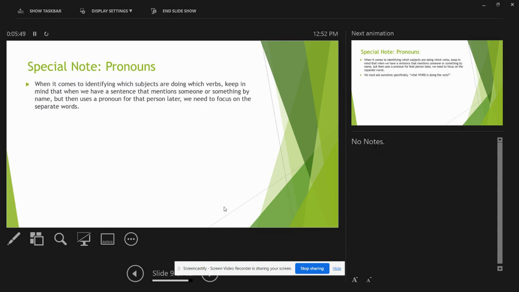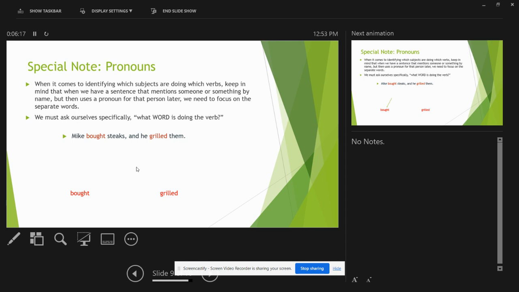When it comes to identifying which subjects are doing which verbs, keep in mind that when we have a sentence that mentions someone or something by name, but then uses a pronoun for that person later, we need to focus on the separate words, okay? Even if the words are technically referring to the same thing or mean the same thing. We must ask ourselves specifically what word is doing the verb. So, for example, Mike bought steaks and he grilled them. Okay, our verbs are highlighted in red: bought and grilled.